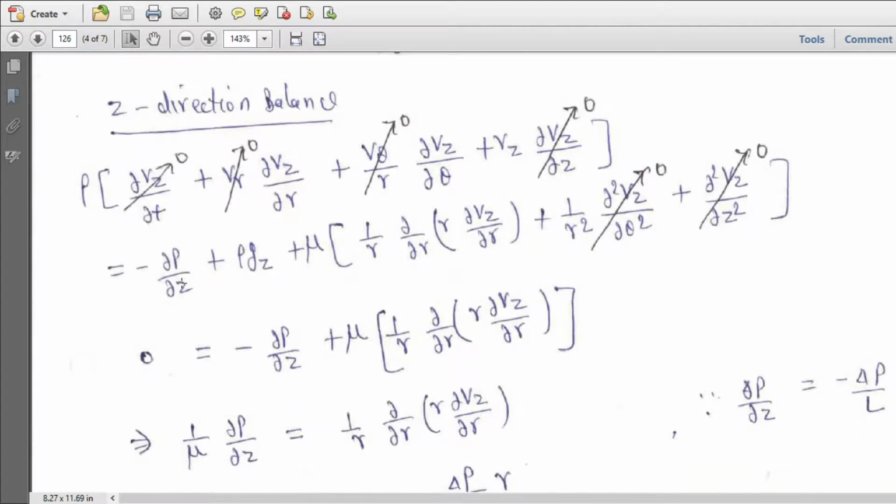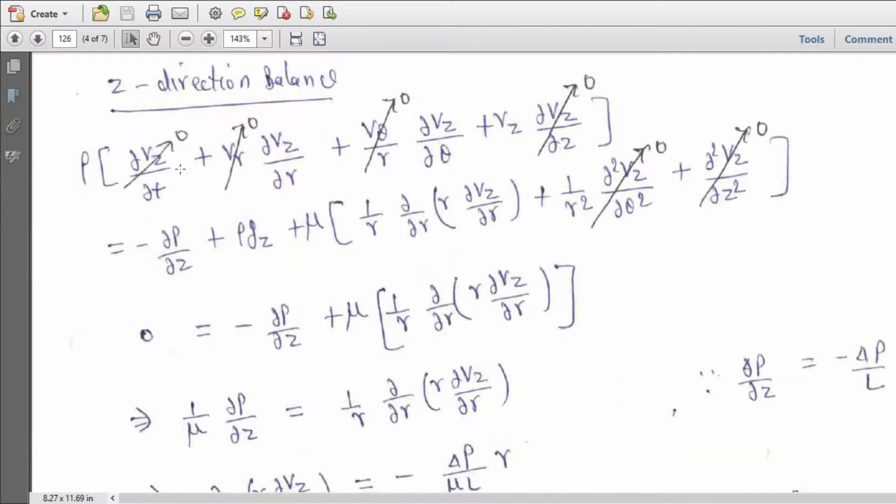Now z direction momentum balance. So z direction momentum balance is given by these equations. For the steady state flow, del Vz upon del t is 0. Vr and V theta are 0 due to one dimensional flow in z direction only. Del Vz upon del z equal to 0 from continuity or fully developed flow in z direction. Del Vz upon del theta is 0 for axisymmetric flow. Del Vz upon del z equal to 0 due to fully developed flow in z direction or from continuity.